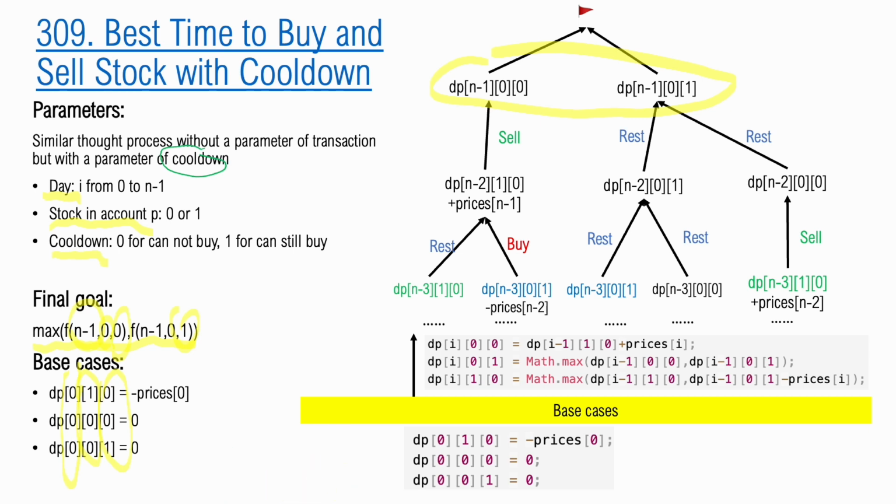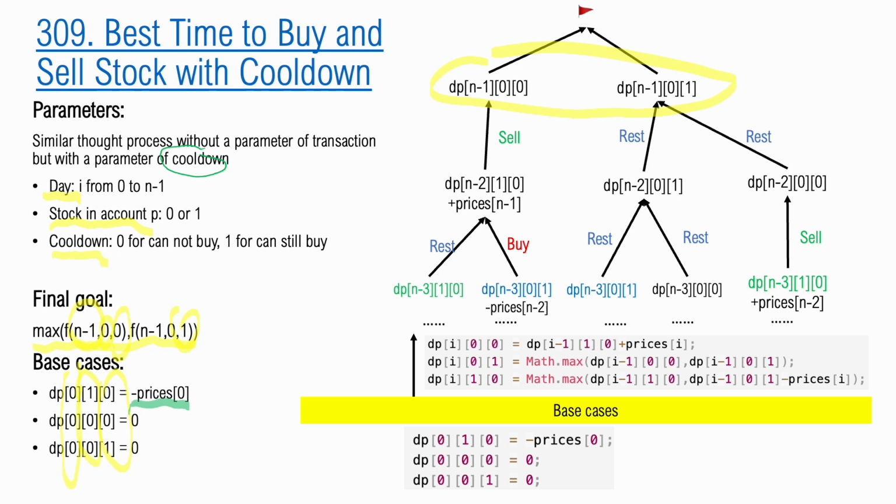For 0, 1, 0, it's basically the end of the first day, you bought the stock, you are in cooldown, right? For DP[0][0][0], at the end of the first day you have no stock, but you are in cooldown, maybe because you bought and sold on the same day. For DP[0][0][1], at the end of the first day you have no stock and you can still buy. Basically, it means you didn't do anything on the first day. For DP[0][1][0], you have minus the stock price, right? And for the other base cases, you have 0.